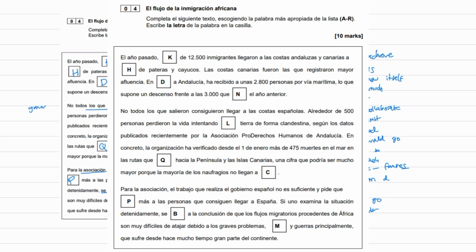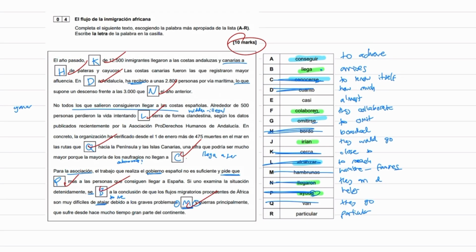Okay, I've pulled up the mark scheme. I'll put it on the screen as well, actually. So let's quickly mark it. So K is correct, H is correct, D is correct, N is correct, good, L is correct, Q, C is correct. That's the one I was unsure about. C is correct. That's good. What is that? P, B, and M. Okay, perfect. Full marks. There's only 10 marks. Perfect. That's really good.